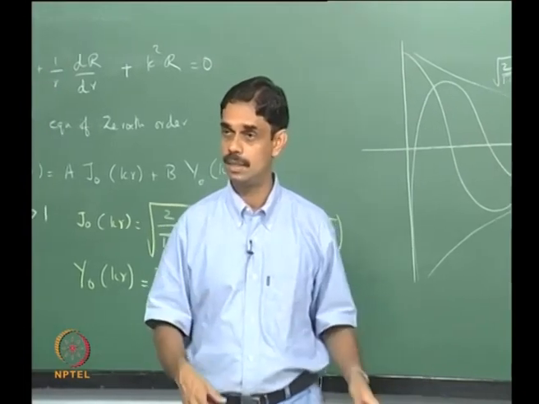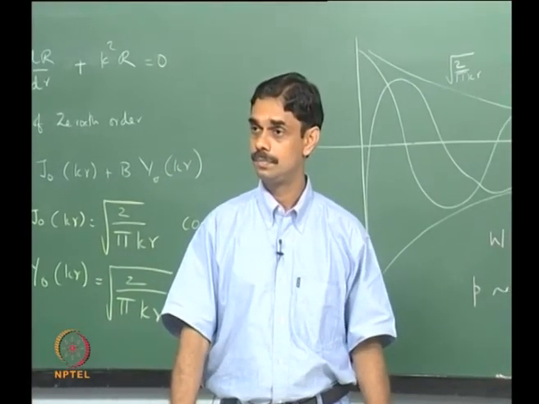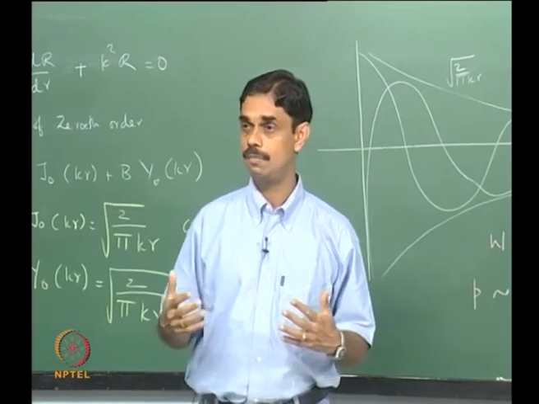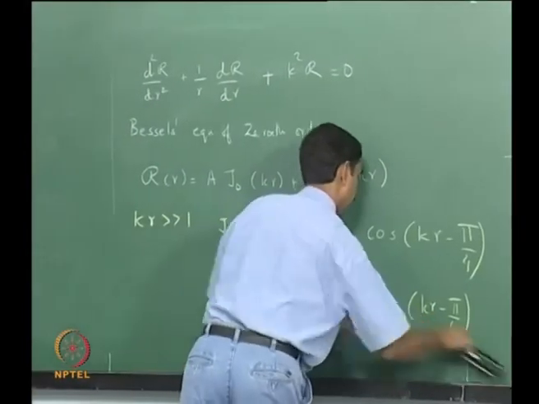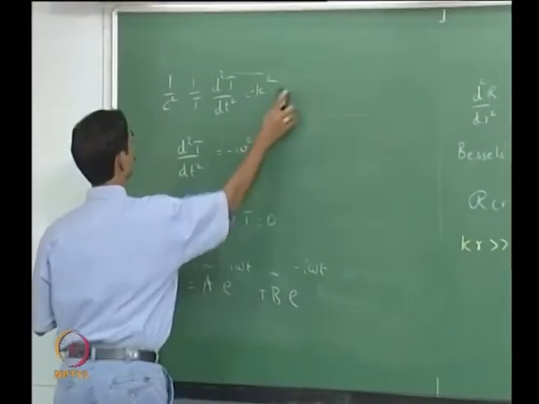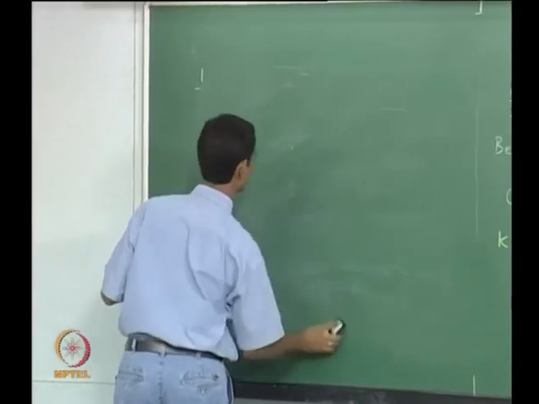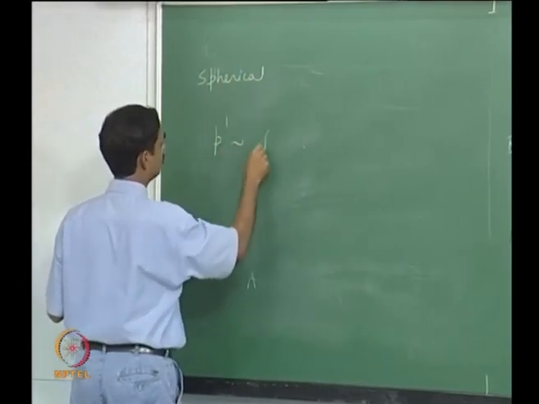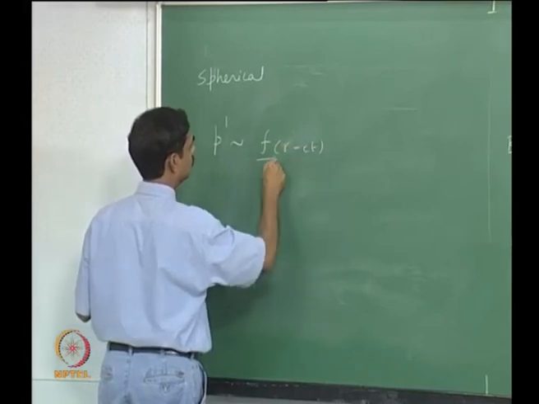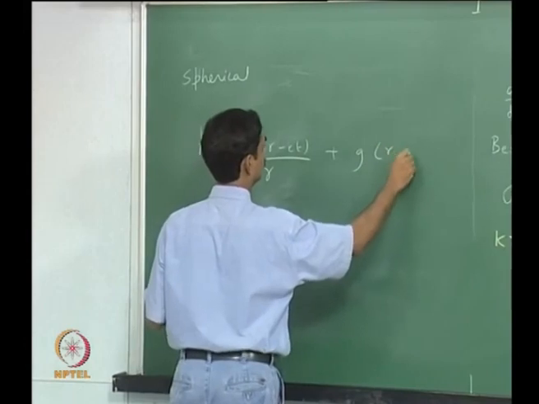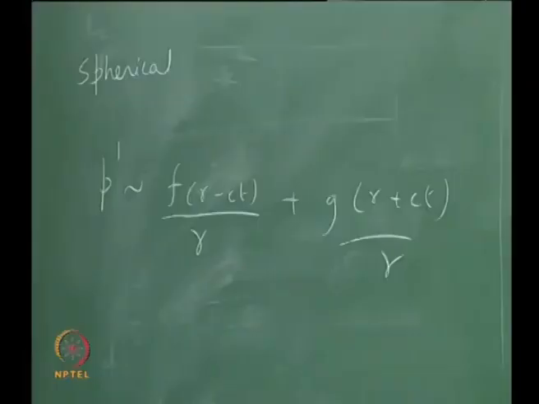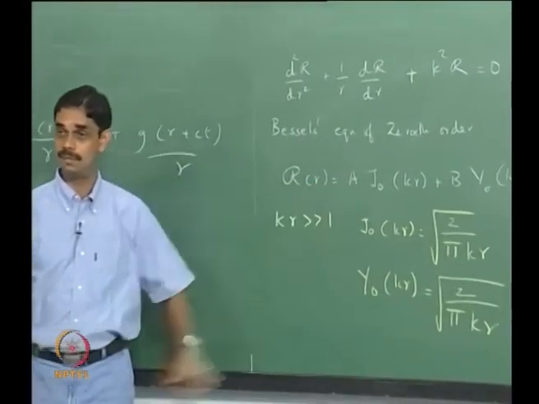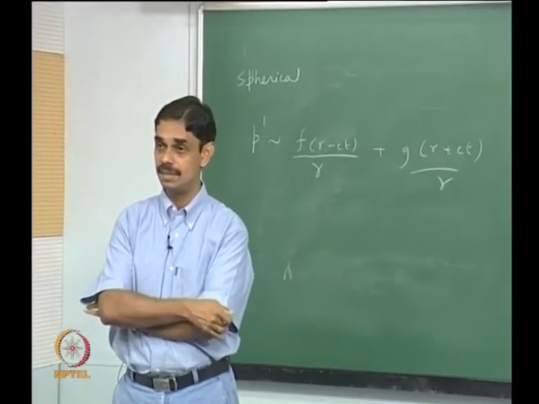And what would be the corresponding solutions in the harmonic domain? In spherical coordinates, I said we get solutions as f of r minus ct over r plus g of r plus ct over r. So, what would be the corresponding solution in the harmonic domain? Here we got J naught and Y naught. What would we get for spherical propagation? You must have studied this in some other class in physics.